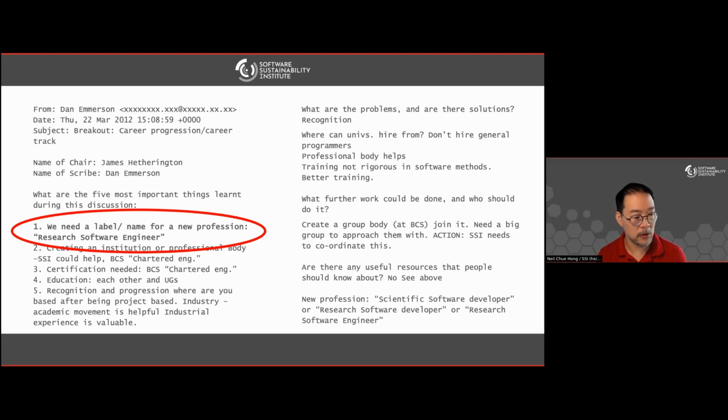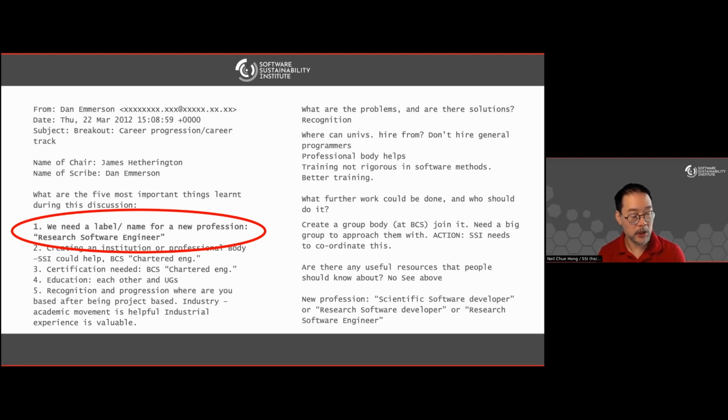So things like creating an institutional professional body. So now we have things like the Society of Research Software Engineering and DERSE in Germany. We need certification. So this idea of what is the equivalent to the chartered engineer designation in the UK, or other forms of professional accreditation in other countries. We needed education and training.